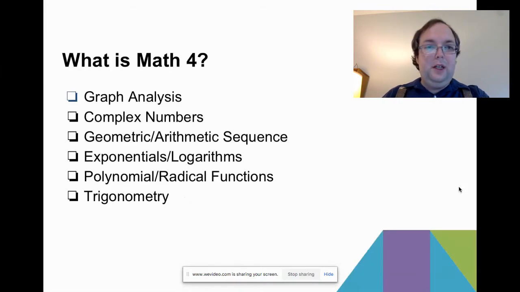So, in case you didn't know what Math 4 was, it effectively is the second half of Algebra 2, taught at a more manageable pace, and there's some overlapping with Math 3, but for the most part, these are our main subjects right here. Graph analysis, complex numbers, dealing with square roots of negative numbers, geometric arithmetic sequences with exponential logarithms, polynomial and radical functions, and then trigonometry, which is always a favorite of the students, I'm sure, with the triangles and circles.